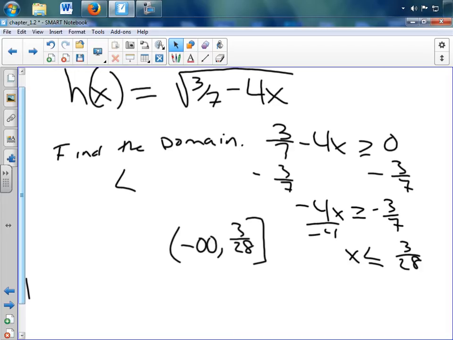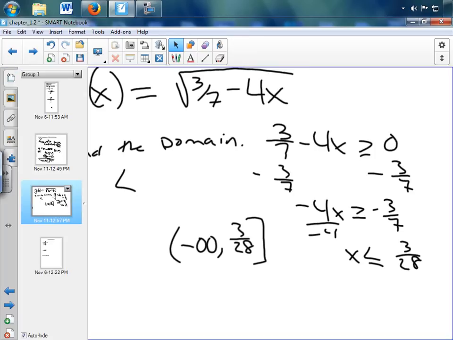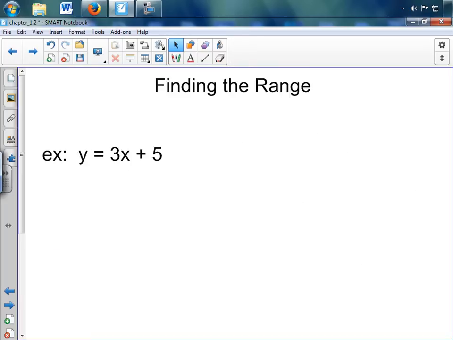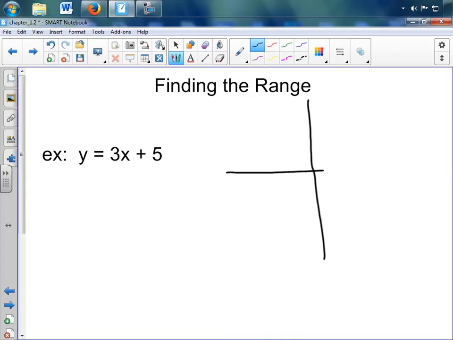All right, let's find the range. The range can be very, very difficult doing algebraically. For this classroom, we will only do it graphing. That's all we're going to do. Okay? Now, a quick refresher before you start doing these.